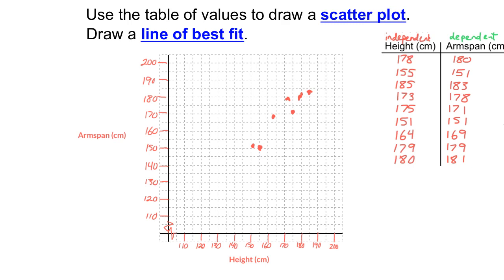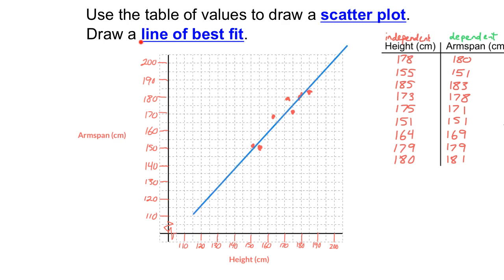And if I had more people, I would have more entries on my table of values, which would mean I would have more points on my scatter plot. As you can see, for the points that I do have, it looks like there's a trend, an increasing trend from left to right.